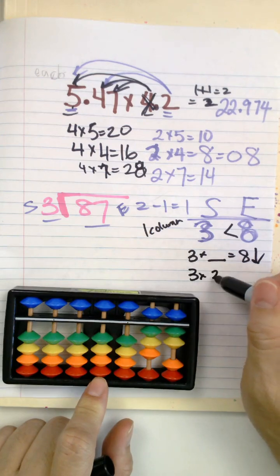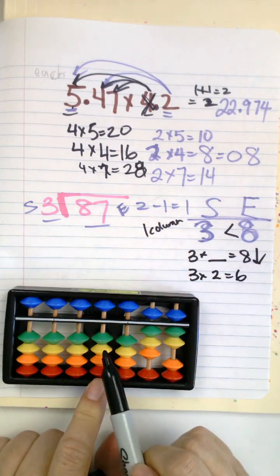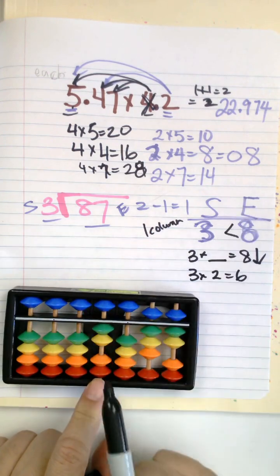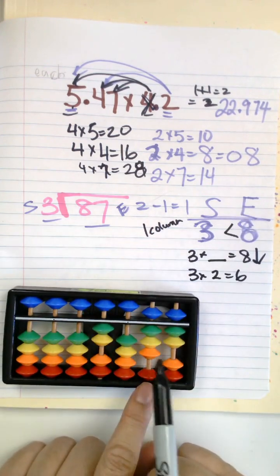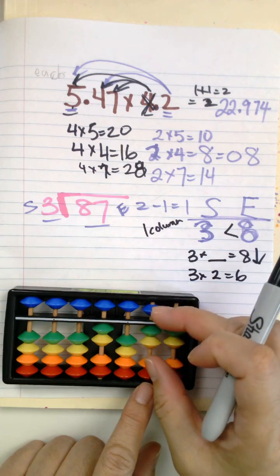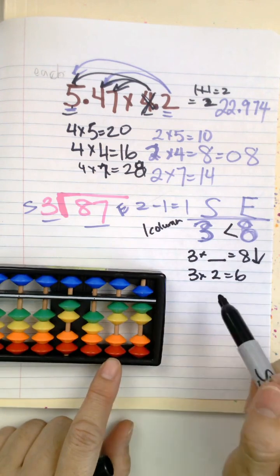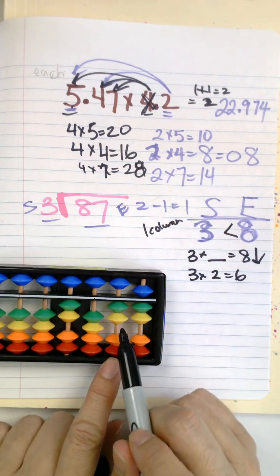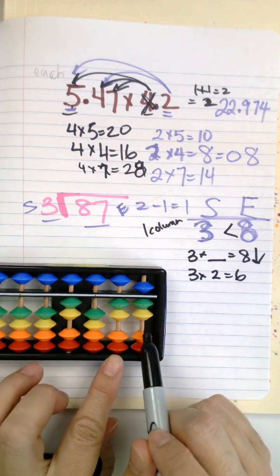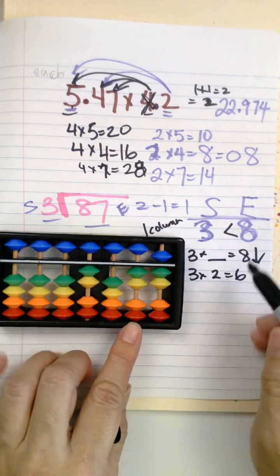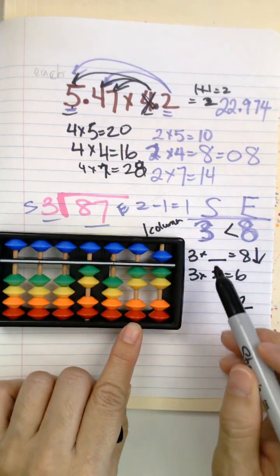So now my question is what times 3 is equal to 8 or less? 3 times 2 is equal to 6. So I put my answer here. I put 2 here, and I take away 6. So I go to 8 and I take away the 6. Now, who is bigger? My dividend, which is 2, not 27. I only look at the one column, 2.